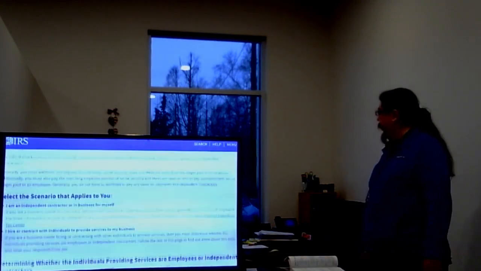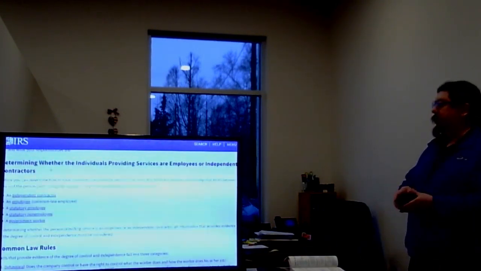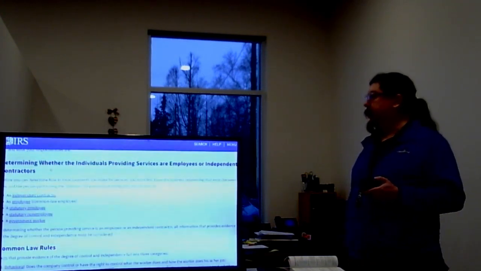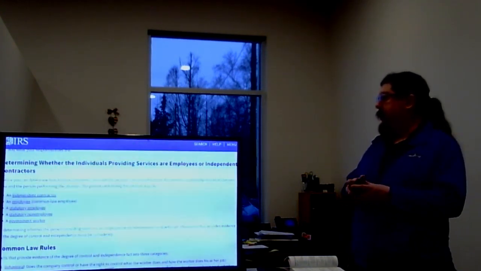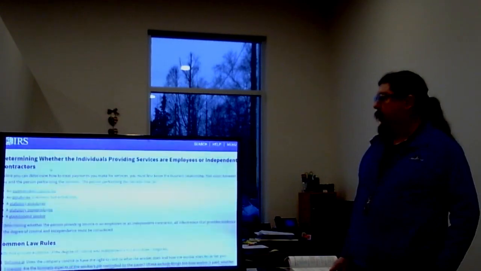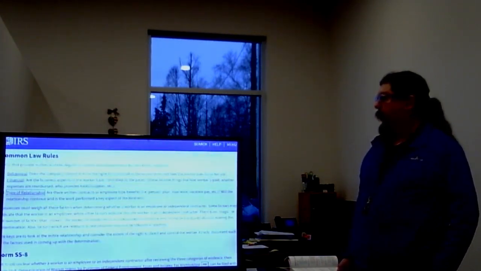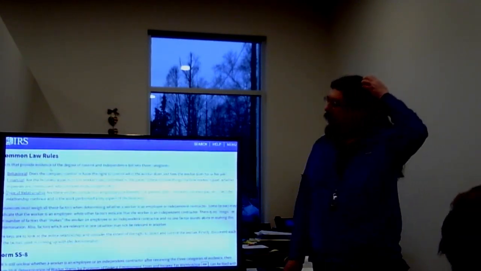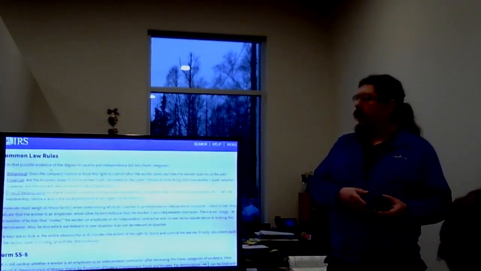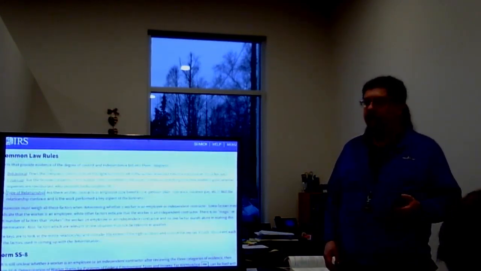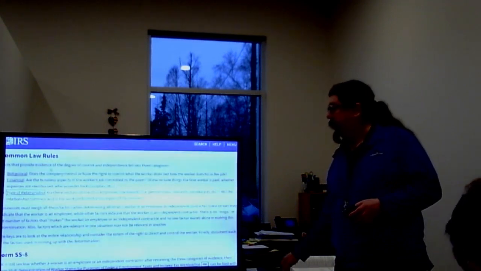So there are 3 categories of rules that help determine whether someone is an independent contractor or an employee. And the 3 categories of rules are behavioral, financial, and kind of a catch-all category called type of relationship.